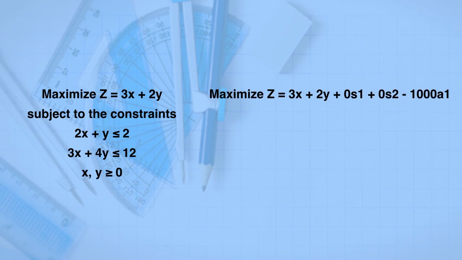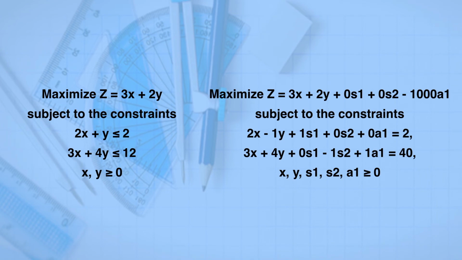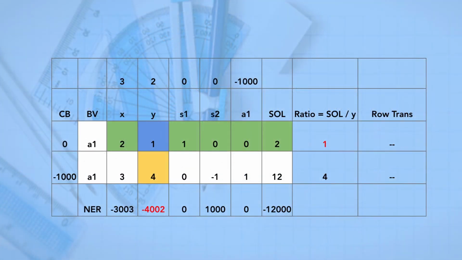maximize z is equal to 3x plus 2y plus 0s1 plus 0s2 minus 1000a1 subject to the constraints 2x minus 1y plus 1s1 plus 0s2 plus 0a1 is equal to 2, 3x plus 4y plus 0s1 minus 1s2 plus 1a1 is equal to 40, where x, y, s1, s2 and a1 are all greater than or equal to 0. Since s1 and a1 are the basic variables, setting the non-basic variables x, y and s2 to 0, we get the initial simplex table.